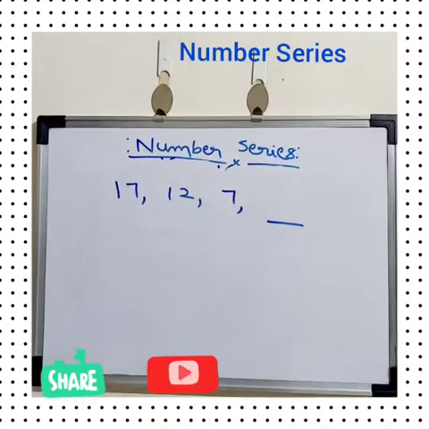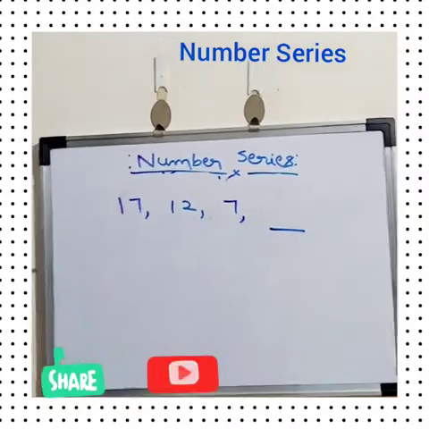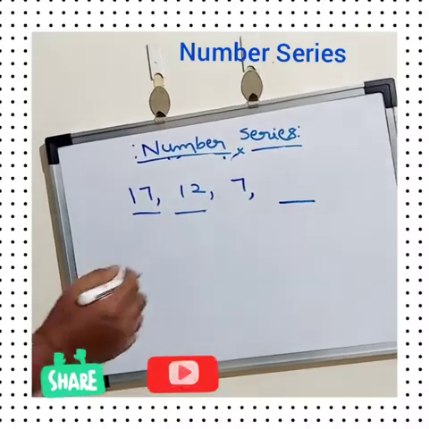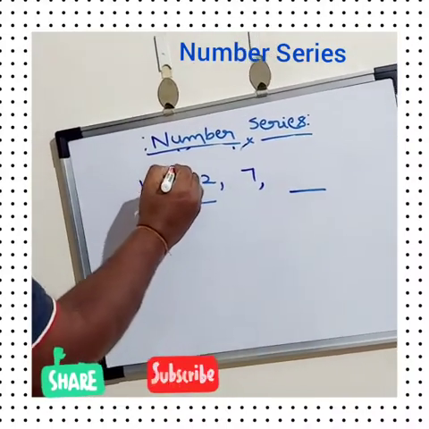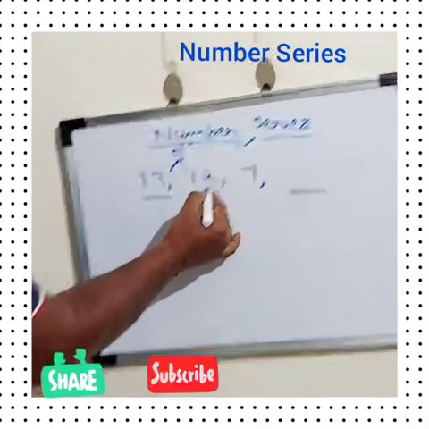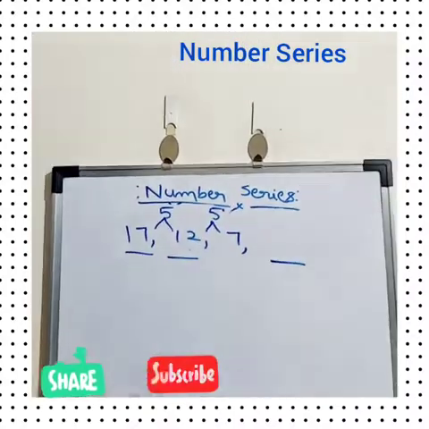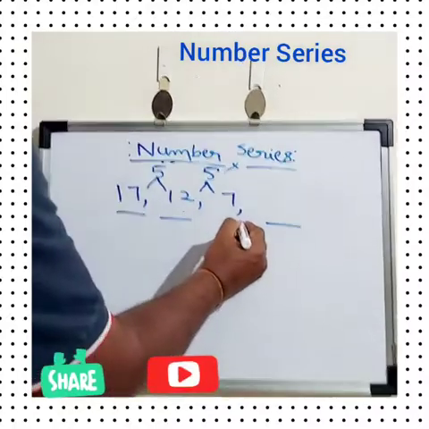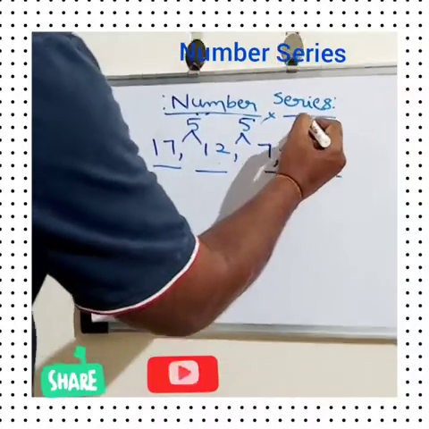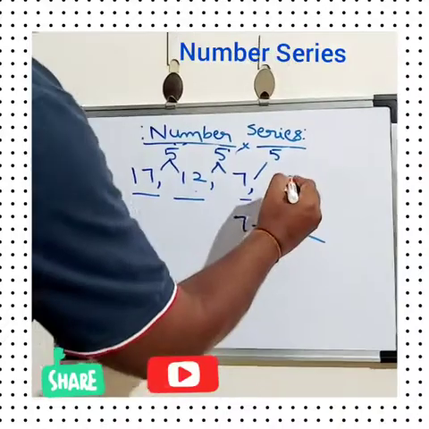Now we'll see one more problem, that is 17, 12, 7. Here, if you apply the first logic, observe the first and second numbers, 17 and 12. What is the difference? 5. Similarly, for the second number 12 and third number 7, the difference is also 5. So definitely between the third number and the number we don't know, the difference should also be 5. What is the value of 7 minus 5? 7 minus 5 is equal to 2. So the answer is 2.